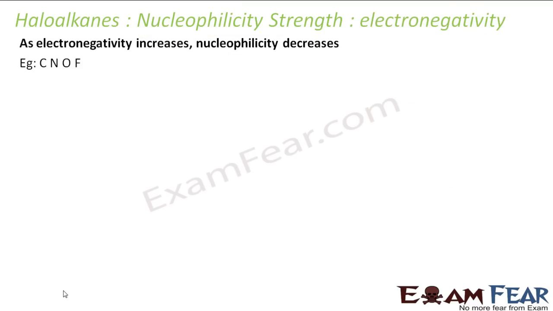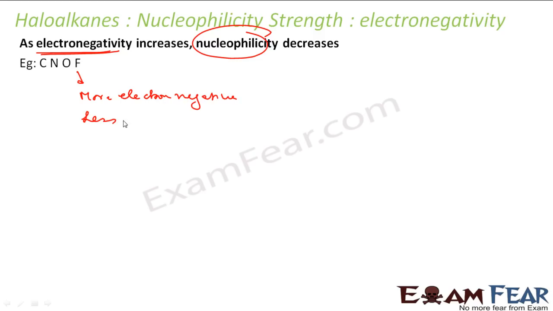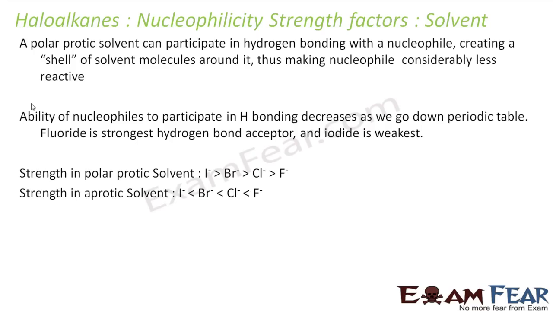The next was the electronegativity. So if you increase the electronegativity, the nucleophilicity decreases. So fluorine is more electronegative and less nucleophilic. Similarly for carbon, it's the other way around. Let's talk about the solvent now. This is the critical one because this factor will not impact the basic character, but it will impact the nucleophilic character. Correct.